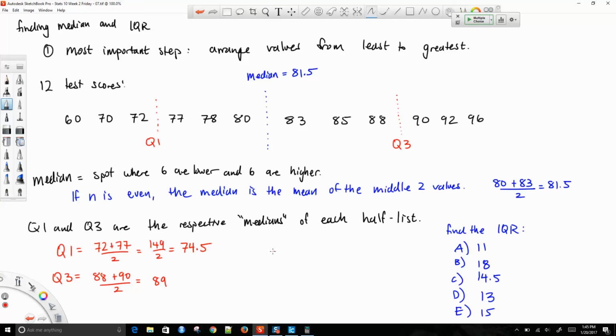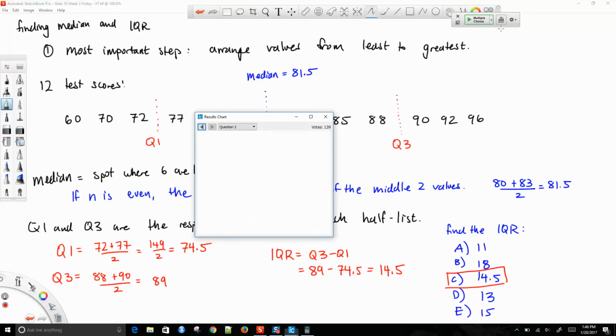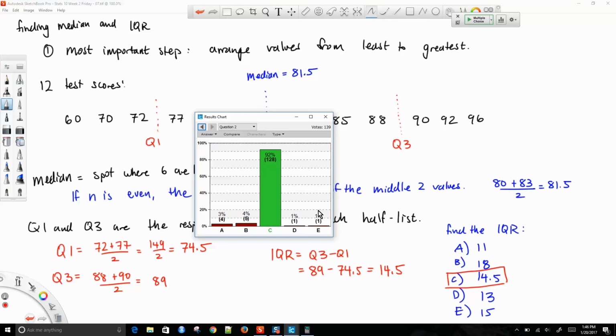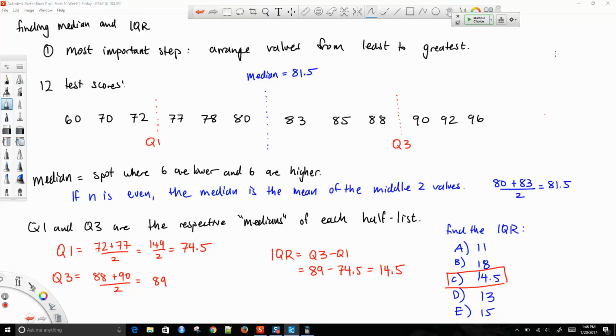Okay, and therefore my IQR is Q3 minus Q1. So I have 89 minus 74.5. I have an IQR of 14.5. Okay, so let's take a look there. Looks like, by and large, the vast majority of you got that. So that's great. Okay, and that's if we have an even number of values here.